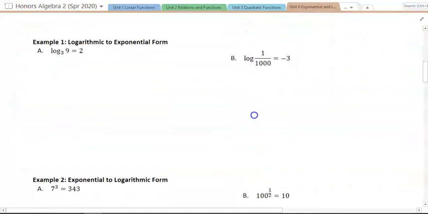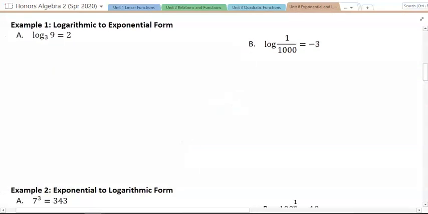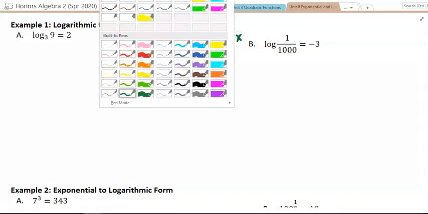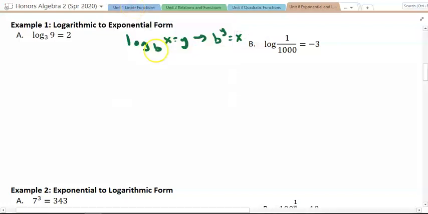So let's look at example 1. We want to convert this from logarithmic form to exponential form. If we go back and talk about what goes where, log base b of x is equal to y converts to b to the y is equal to x. Looking at our first example, the base is the base of the exponential, so the 3 will stay as the base. And the exponent is what the log is equal to, so our y here becomes the exponent, so the 2 is here. And of course, 3 squared is equal to what? The 9.